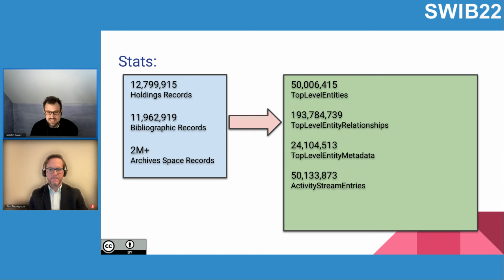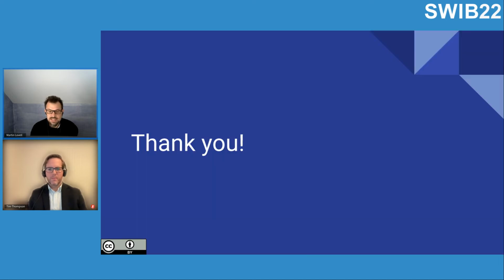And just some statistics to end with. This might look like a lot of data to some people, might not look to some, but to us this was a lot of data. We had about 13 million holdings records, about 12 million bibliographic records. And we also ingest ArchivesSpace records, which I didn't really talk about. And we came up with about 50 million top level entities, almost 2 million relationships between them, about 24 pieces of metadata and about 50 million entries in the activity stream. And that's it for the slides. So I guess we're ready to answer questions.